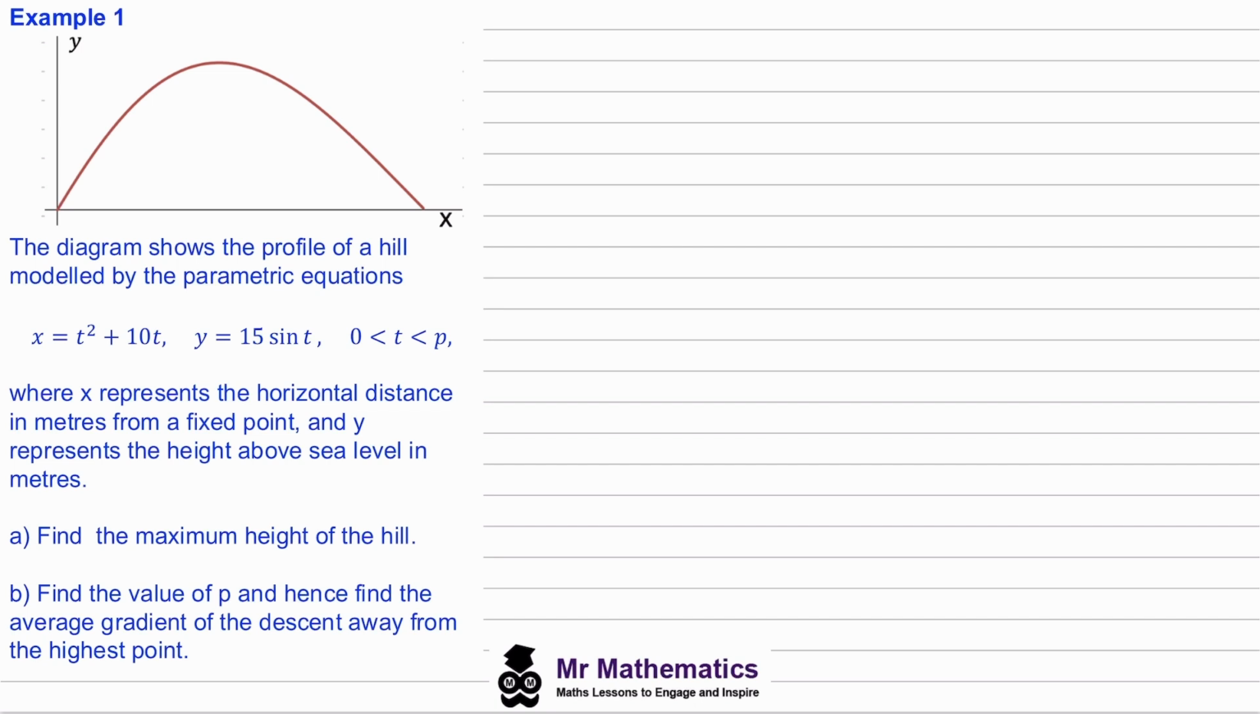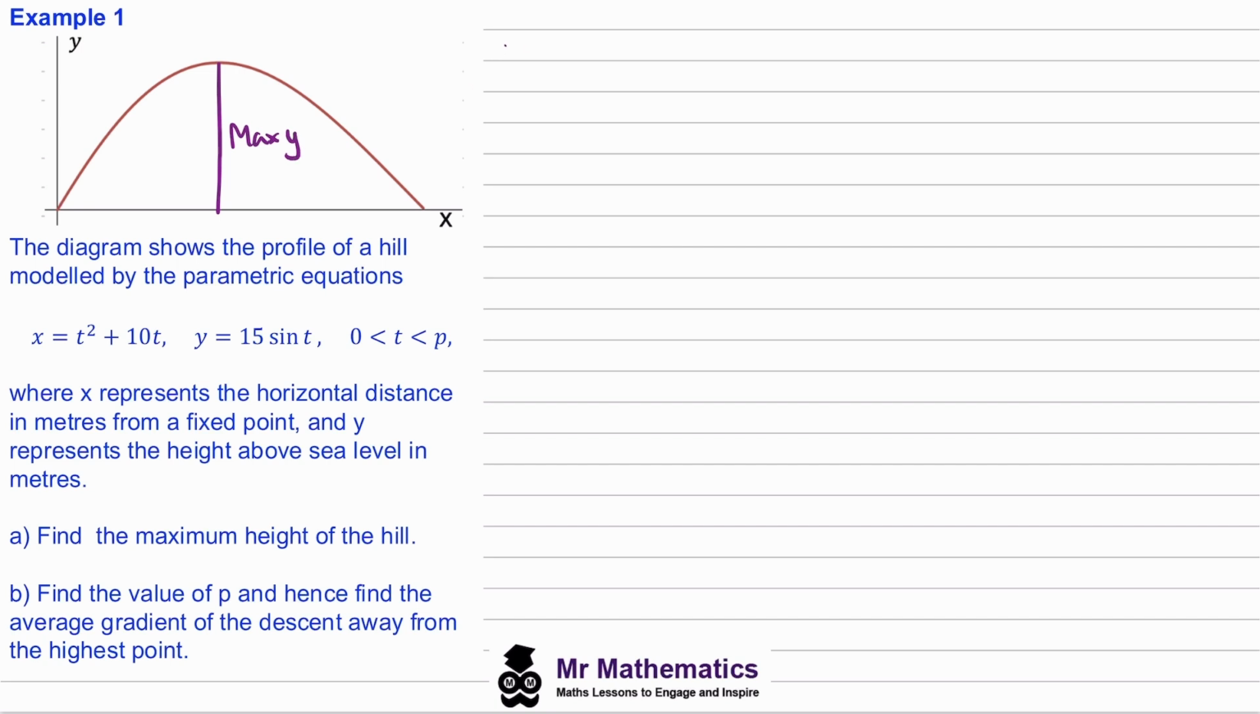In our first question, we're told that the diagram shows a profile of a hill modeled by these parametric equations. The x represents the horizontal distance of the hill, and y represents the height above sea level. For part A, we need to work out the maximum height of a hill. And this is the distance to the peak of a hill here. So we're looking at the maximum possible y value.